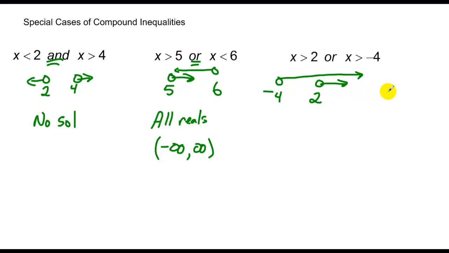So notice if I go 2 all the way to infinity and -4 all the way to infinity, just saying x is greater than -4 covers all my bases. So I can say my smallest number is -4, I go to infinity, and since neither number is included, parentheses.